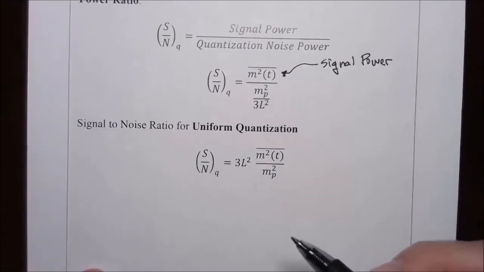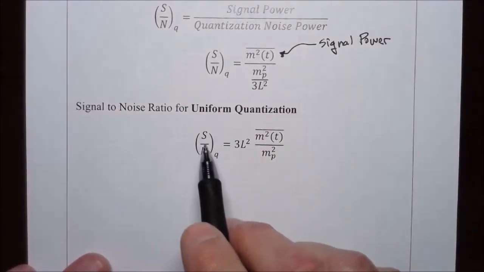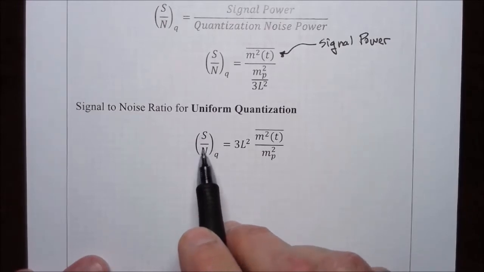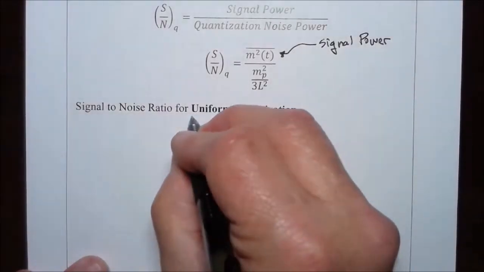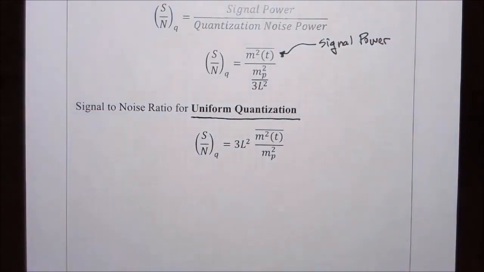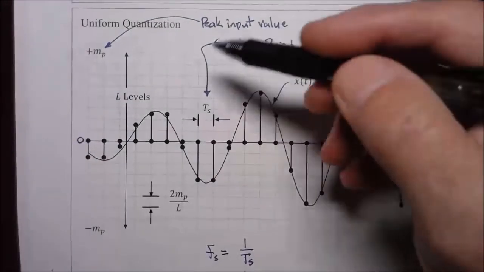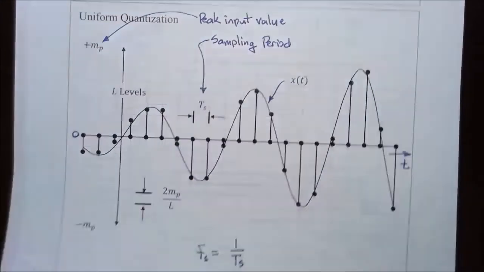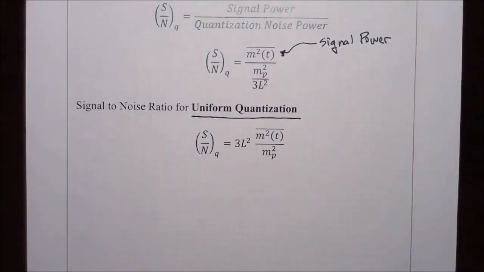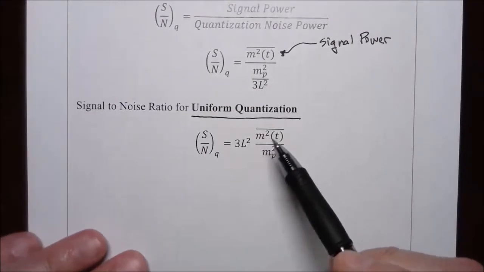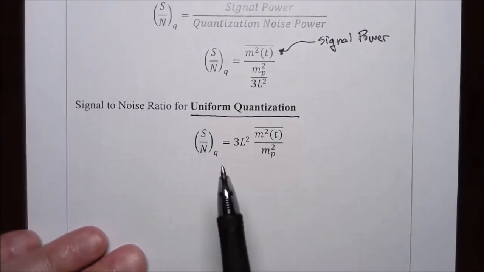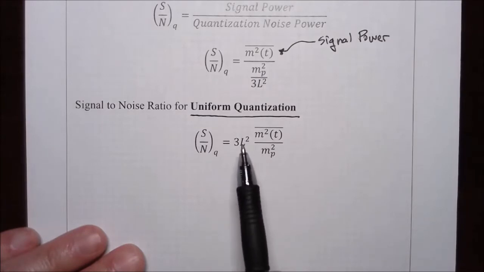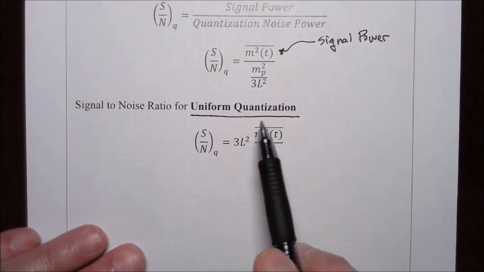We do just a little bit of 8th grade algebra, and we can write the signal to noise ratio for uniform quantization. I haven't emphasized this enough, but remember when we set the quantizer up ages ago, we set it up with uniform spacing for all of the levels. This is uniform quantization. And we've now worked out the signal to noise ratio for a quantizer with uniform quantization. That signal to noise ratio is 3 times L squared times the message power.